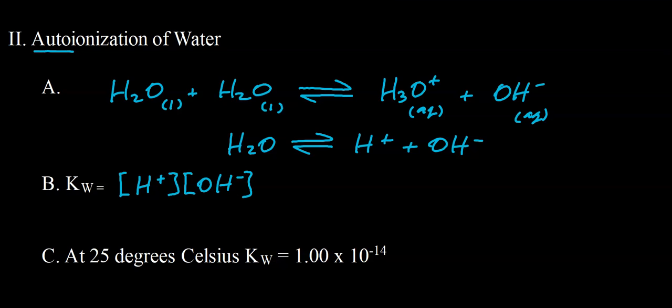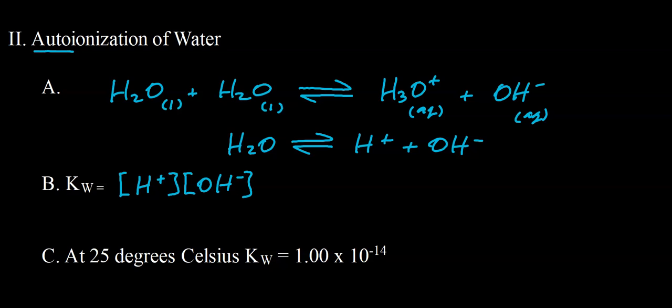Now take a look. What is the value of Kw at 25 degrees Celsius? Remember, K's value does vary with temperature. So at some other temperature than 25 degrees Celsius, Kw has some value other than 1.00 times 10 to the negative 14th. But at 25 degrees Celsius, which is where we will assume that the solution concentration is in almost all of our calculations, we're going to use that value for Kw.